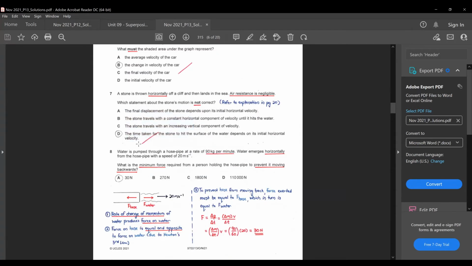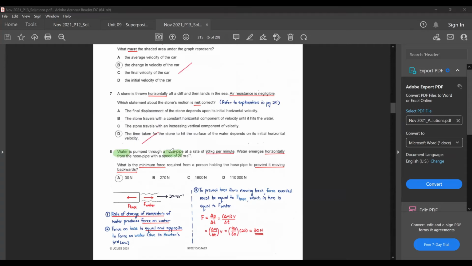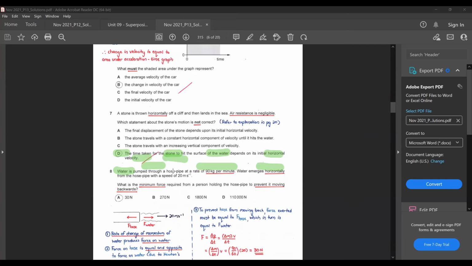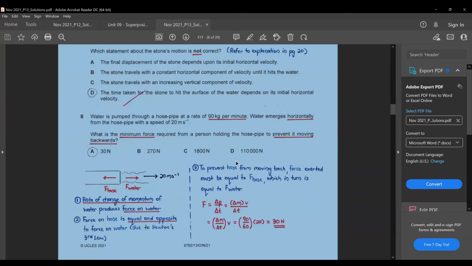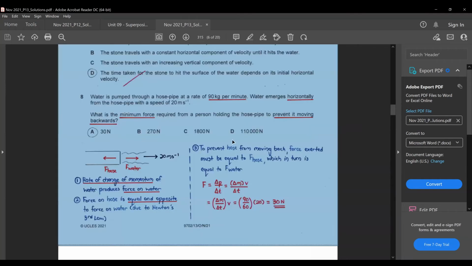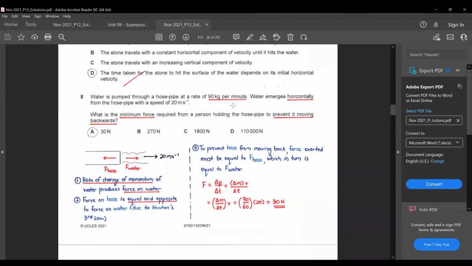Okay, now for question 8. Water is pumped through a hose pipe at a rate of 90 kg per minute. Water emerges horizontally from the hose pipe with a speed of 20 meters per second. What is the minimum force required for a person holding the hose pipe to prevent it from moving backwards? So how to find the minimum force? This one by right you should already know, we're basically talking about rate of change of momentum.